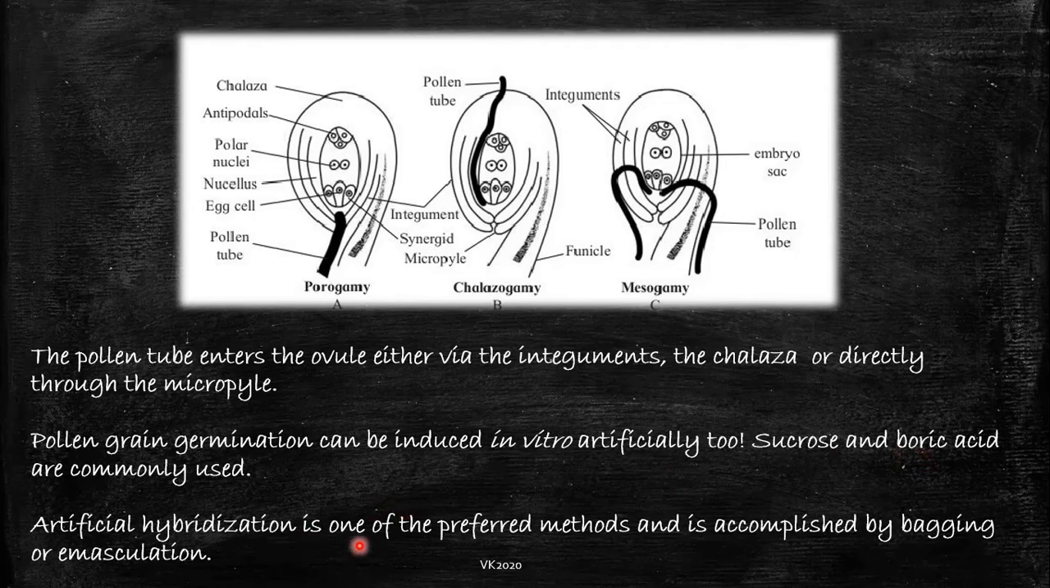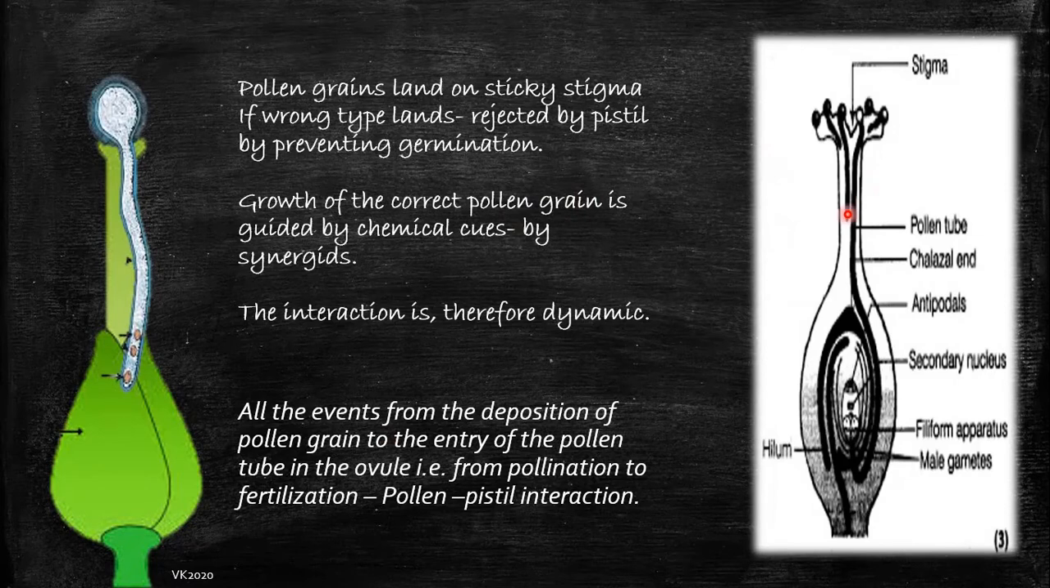Artificial hybridization is one of the preferred methods and is accomplished by bagging and emasculation. Artificial hybridization is when you have a pollen grain selected from a chosen plant and you want that pollen grain to fertilize the pistil. So you choose the pollen grain and you artificially place it here.